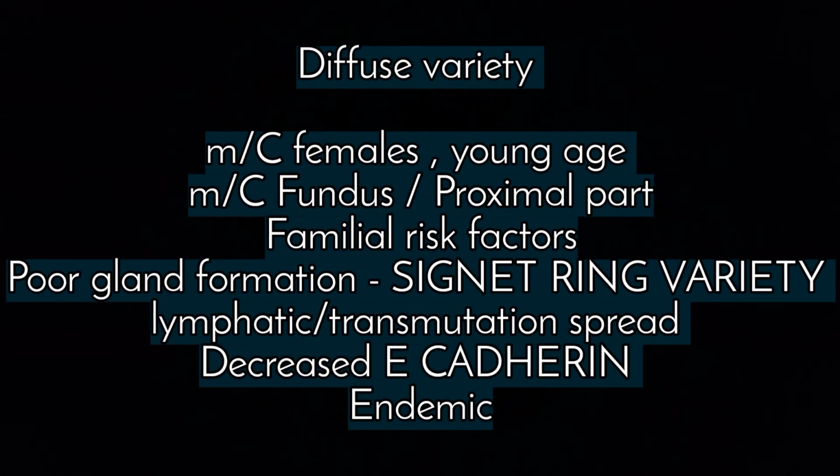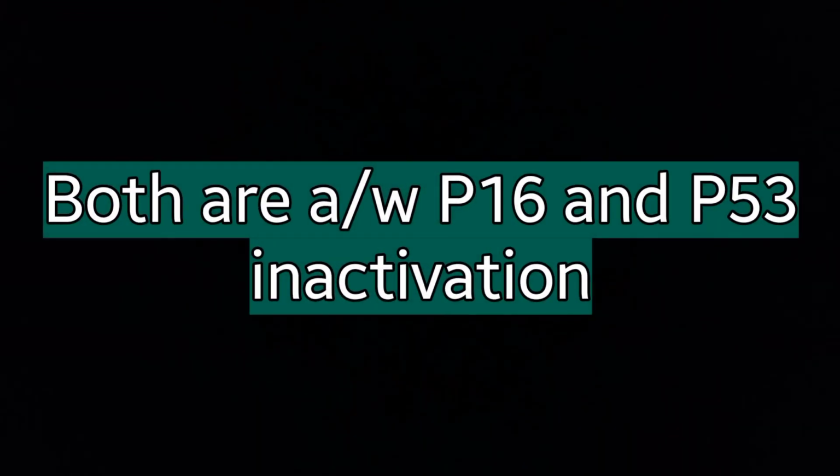Then the diffuse variety: most common in females, young age, most common site is the fundus, proximal part. Familial risk factors, poor gland formation, that is signet ring variety, lymphatic or transmural spread, and there is decreased E-cadherin, endemic. The one thing which is common to both the intestinal variety and the diffuse variety is association with P16 and P53 inactivation.